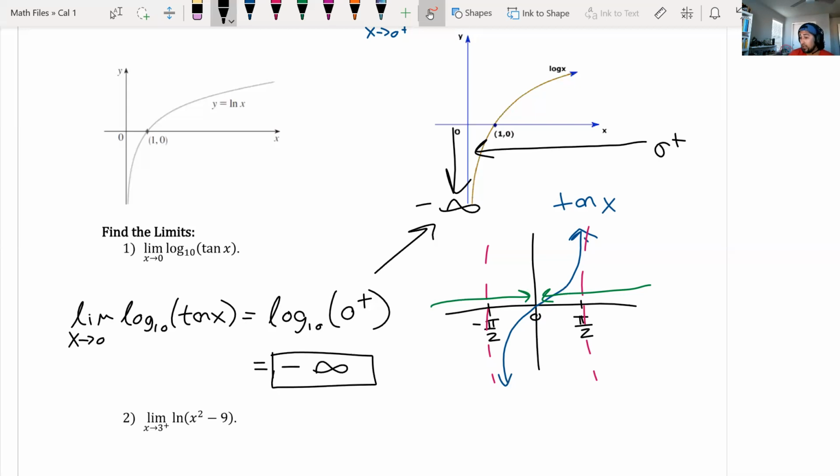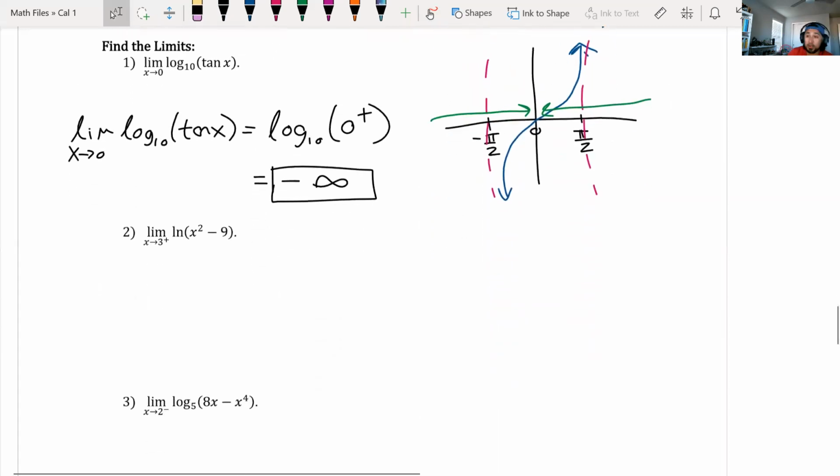Think of the graph, but now when you deal with logs, don't just put a 0 in there, put 0 from the right, because if you're doing the log of 0 from the right, we know that it's always going to head towards negative infinity no matter what. All right. Any questions on that? Good old logs, right?